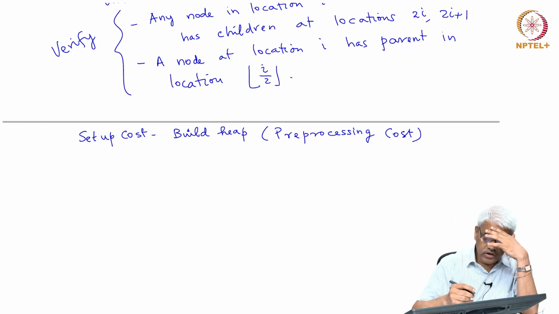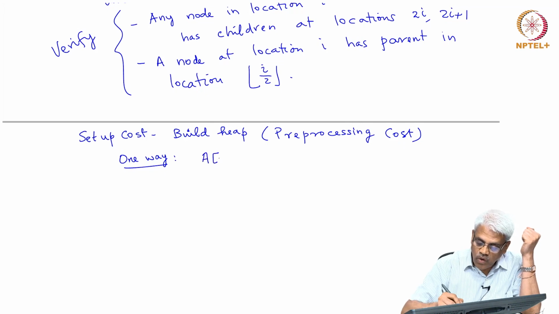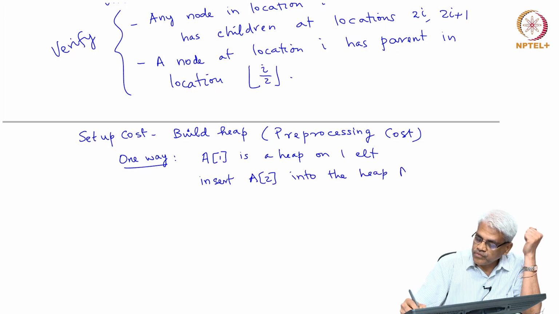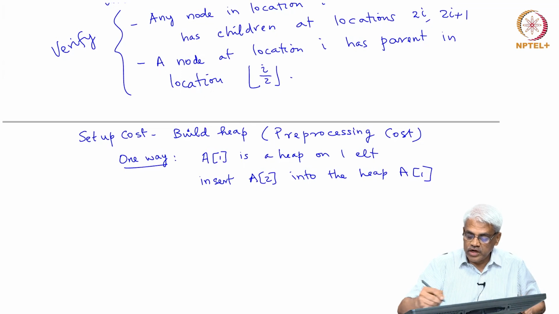What do we do? One way to do it is, suppose this is the entire array. Your array A1 is a heap by itself because it has one element, right? So insert A2 into the heap A1. You know how to insert an element into a heap. Now at the end of it, 1 and 2 have become a heap.